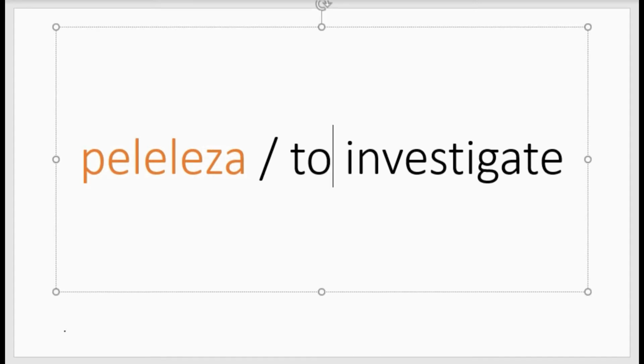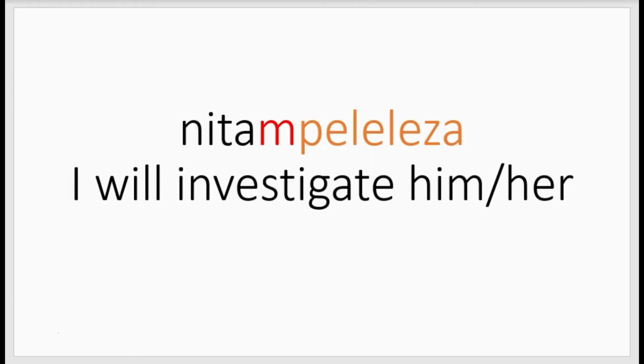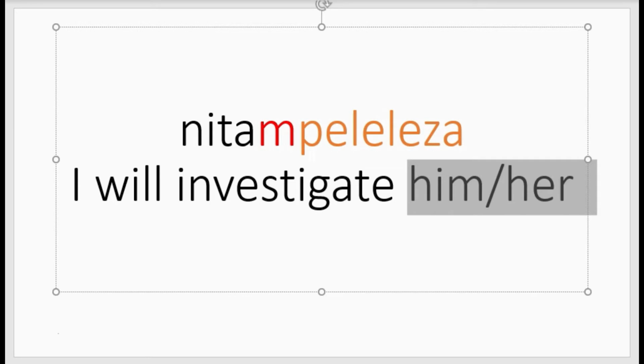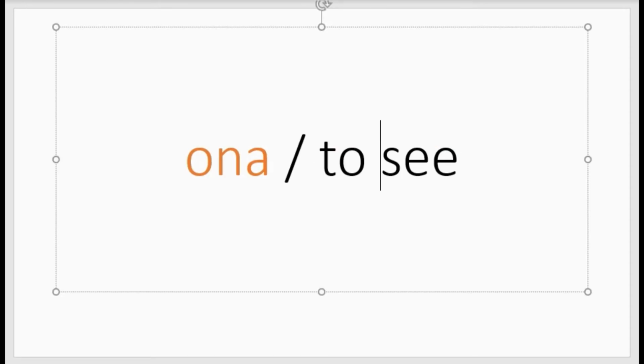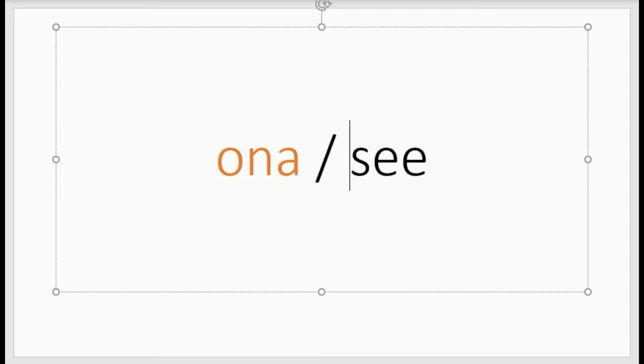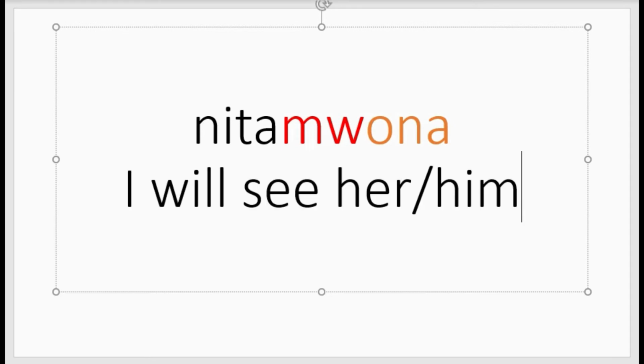It means investigate. Now nitampeleleza means I will investigate. Who? Him or her. Ona is a verb which means see. Nitamwona means I will see him or her. So you can see here the "mw", which refers to her or him.